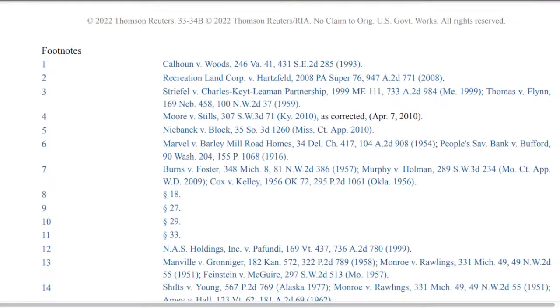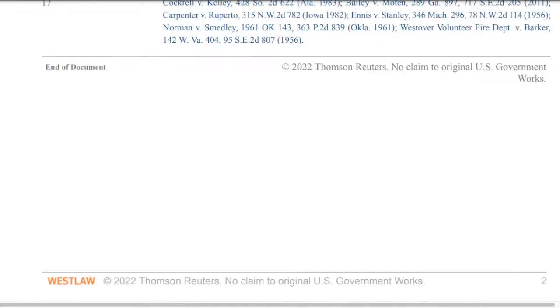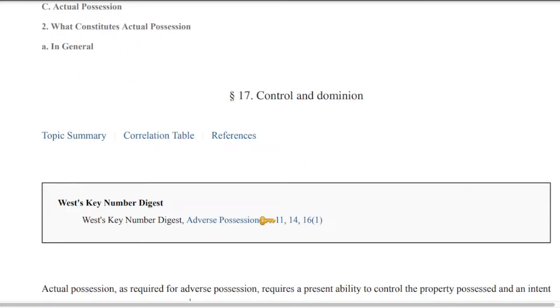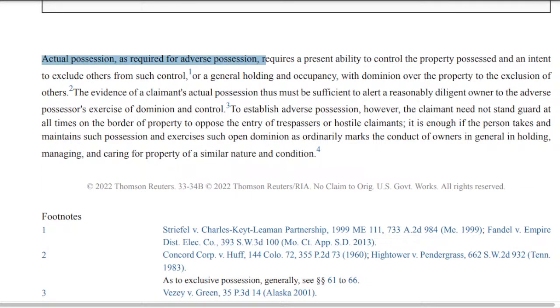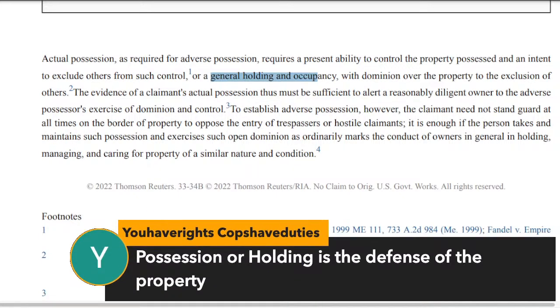All right, so some good stuff here. We're on to control and dominion. Actual possession, as required for adverse possession, requires a present ability to control the property possessed and an intent to exclude others from such control, or a general holding and occupancy. As you said before, you have rights, right? Exactly. Seems like you've been reading ahead.